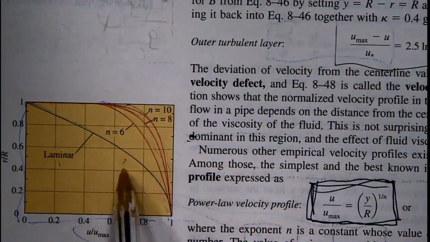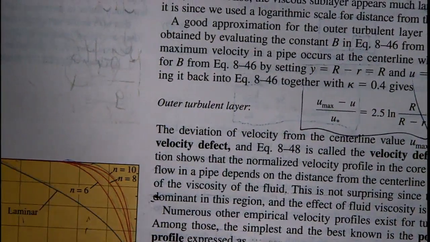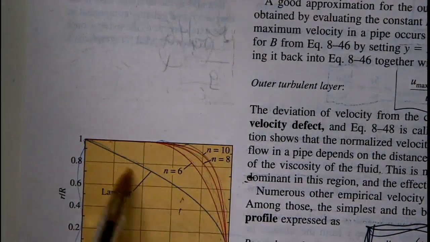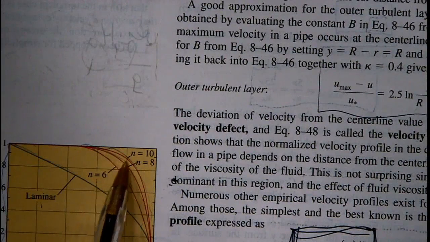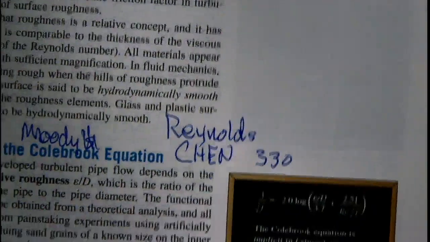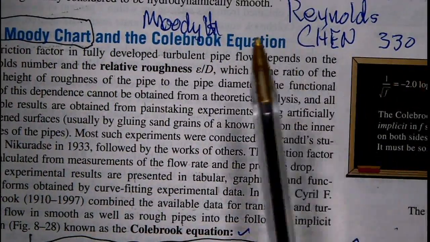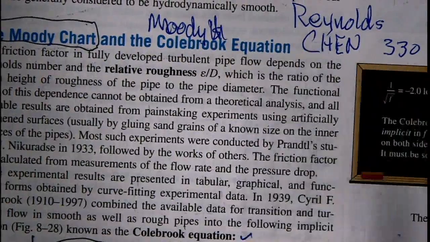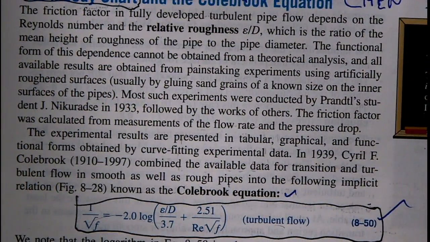This is an interesting diagram too as well. See, you have the famous parabolic, the R-squared phenomena for laminar flow. But for turbulent flow, the velocity profile changes with this index n. Now we have the Moody chart and the Colebrook equation. Again, use the chart, right? Use the chart. Do not use this equation. You will get into trouble, right?